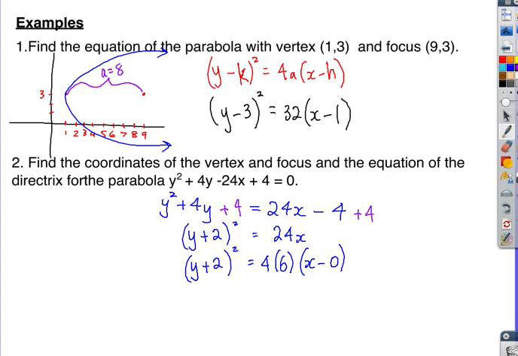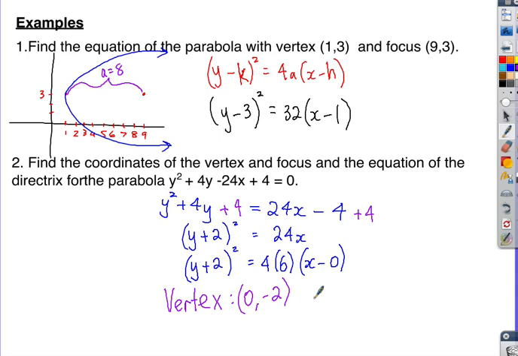Alright, so what does it say? Find the coordinates of the vertex, the focus, and the directrix. So the vertex, remember, is HK, so it'll be 0, negative 2. Why is it negative 2 and not positive 2? Because normally the formula is minus, so it's the negative of the number in the bracket. Okay, so this is the vertex.